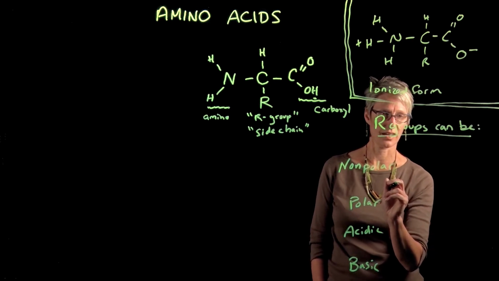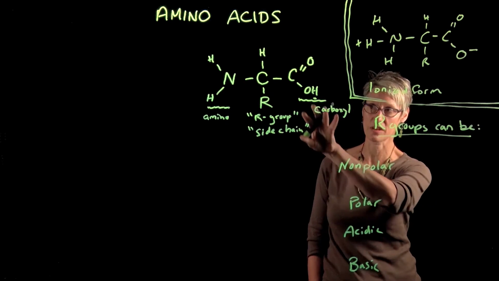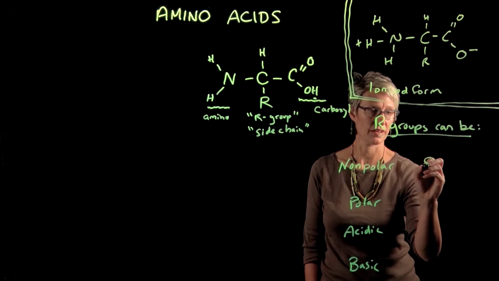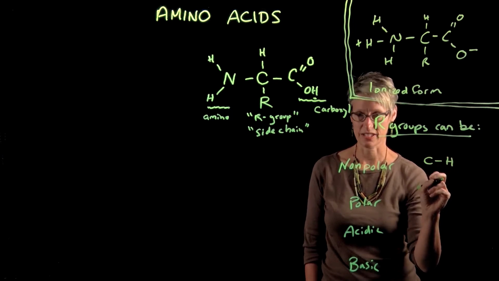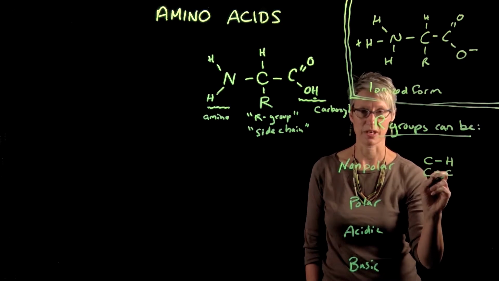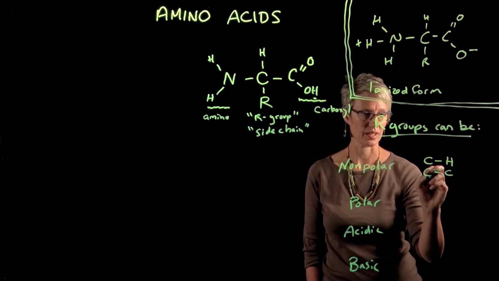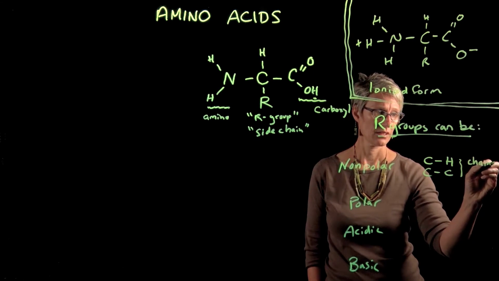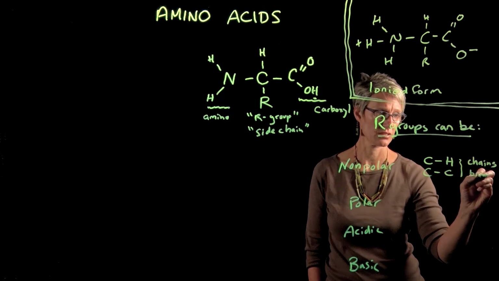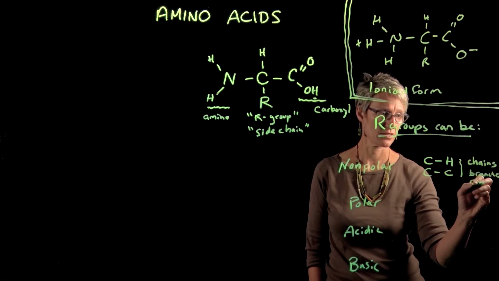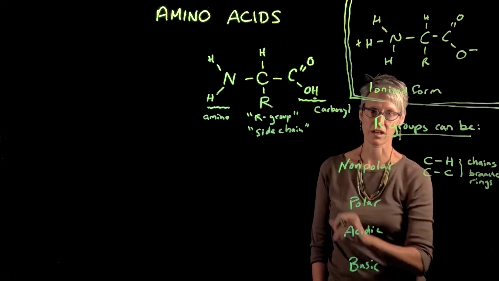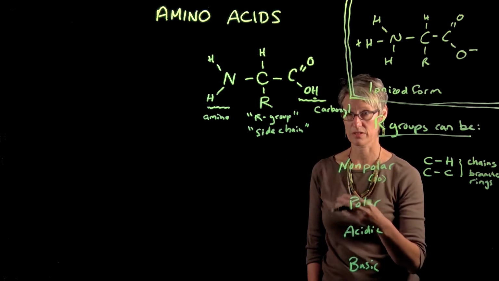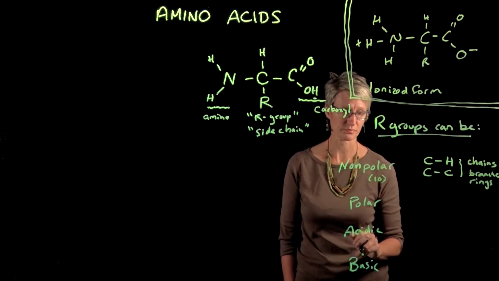Nonpolar R groups all fall into the category of nonpolar amino acids. They tend to have R groups that have a lot of carbon-carbon and carbon-hydrogen bonds. And remember that those are nonpolar covalent bonds. And those can make chains, they can make branches, they can make rings. So there's a number of different structures that fall into that category of nonpolar amino acids. And there's actually 10 of the amino acids that are used to make proteins that are nonpolar.